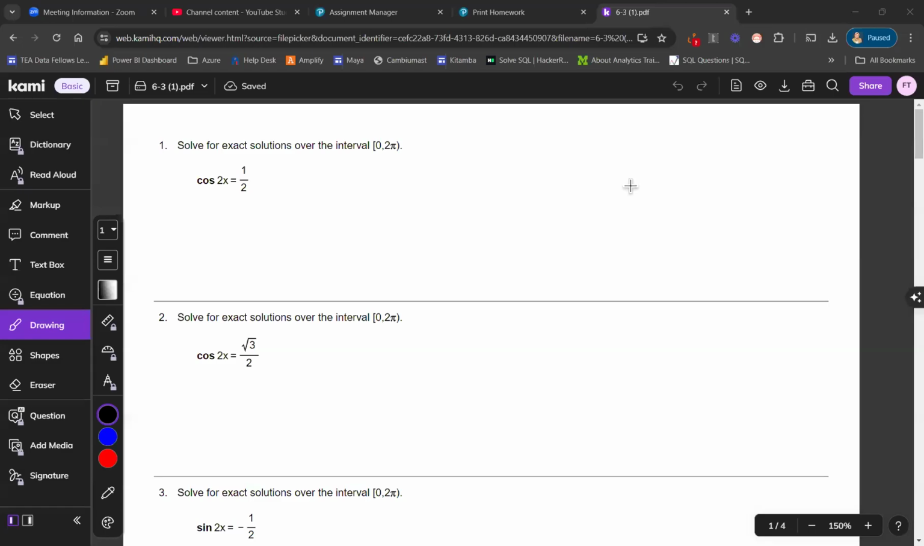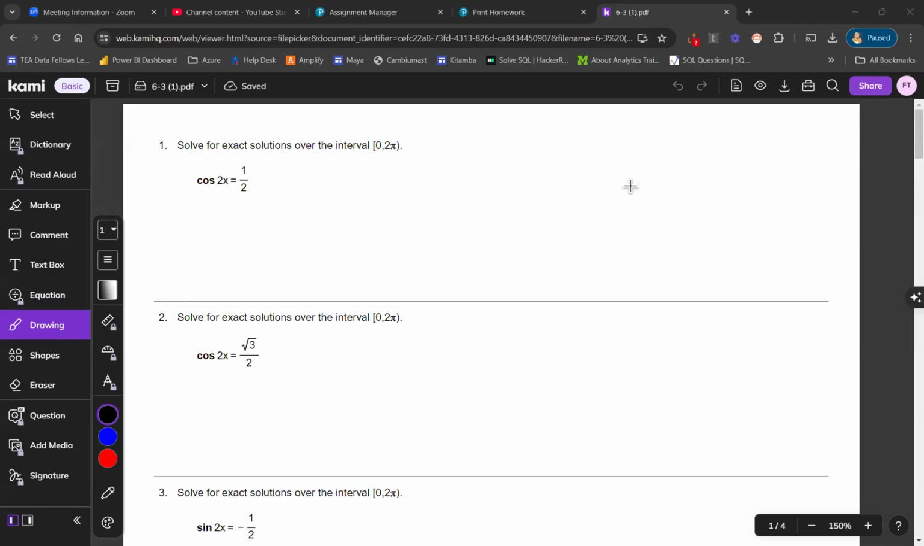Section 6.3 is more trigonometric equations. So the first question is cosine of 2x is 1 over 2, and we're going to solve for x, and we will find the exact solutions over the interval from 0 to 2 pi. So we have to make sure that this interval belongs to x values.